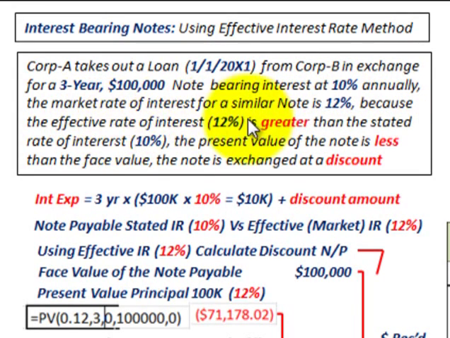Because the effective rate of interest of 12%, that's our market rate, is greater than the stated rate of interest of 10%, or what the note has for its interest rate, the present value of the note is less than the face value. So the note is exchanged at a discount. So what do we mean by this discount?